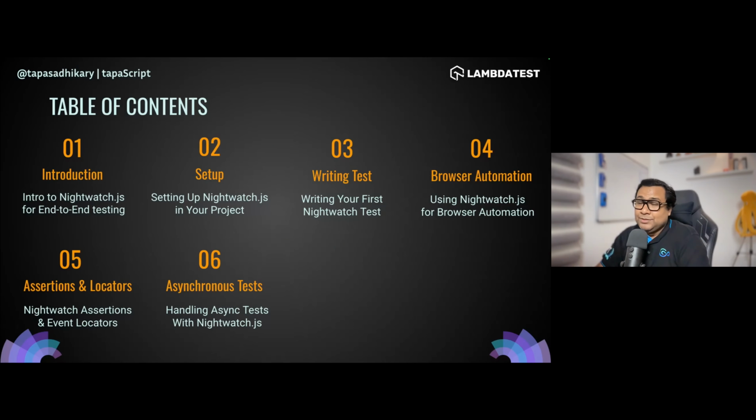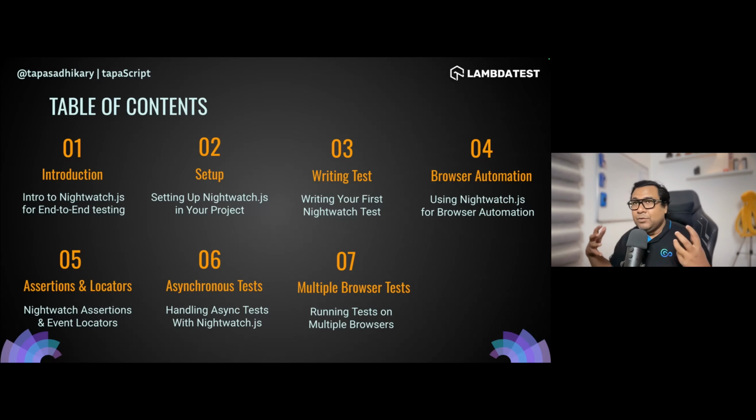So that's all about the sixth video where we have discussed the asynchronous test, how to handle async tests with Nightwatch.js. We have two more videos to go in this playlist. The seventh one is going to be about the multiple browser test. This is where we are again going to go back to LambdaTest to show how we can run on multiple browsers locally and also on a cloud based environment like LambdaTest. And then the final video will be about debugging.